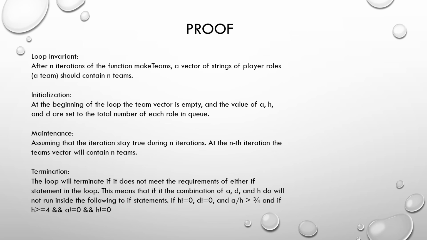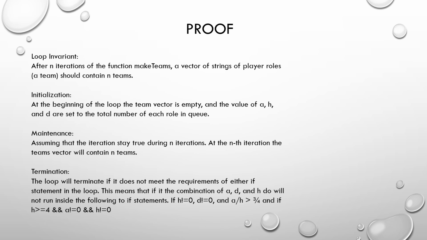For our proof of correctness, we used loop invariant, and after n iterations of the make teams function, we'll have a vector of string player roles or teams that should contain n number of teams, which is going to be the largest number of possible teams made. Our initialization, so at the beginning of the loop, the vector is empty, and a, h, and d are all set to the total number of attackers, healers, and defenders. For our maintenance step, we assume that the iterations stay true during all n iterations, and at the nth iteration, we have a team vector that will contain n number of teams.